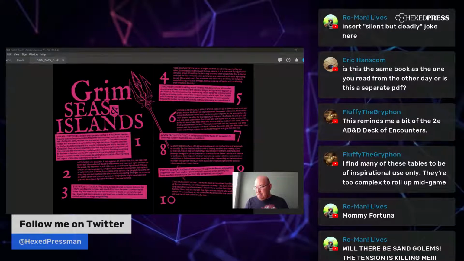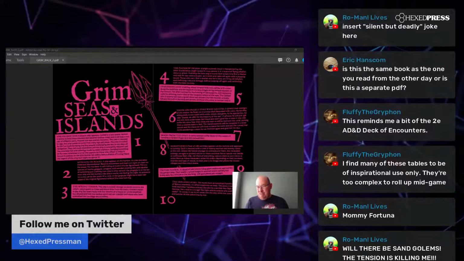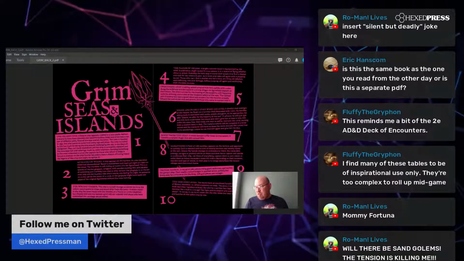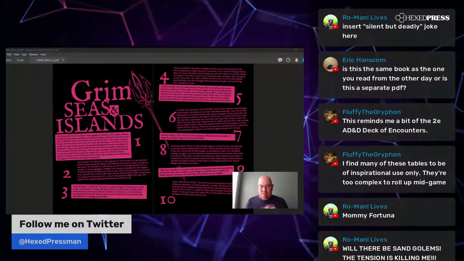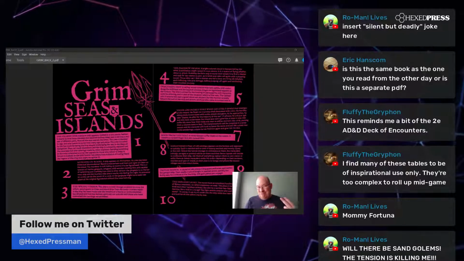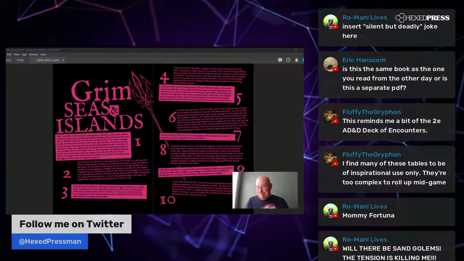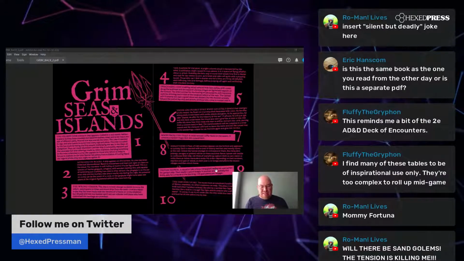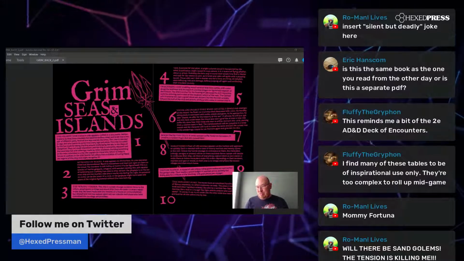I don't know if it's available in other places. It doesn't look like, at least on DriveThru, it's only available in the PDF. So you will get, like I said, the 2 PDFs. They're labeled front and back. I think this one technically is back. That means the other one is front.